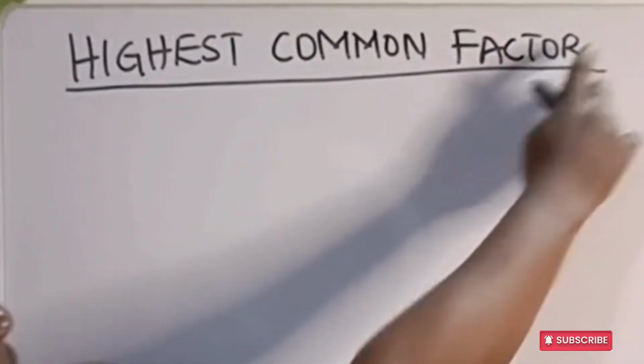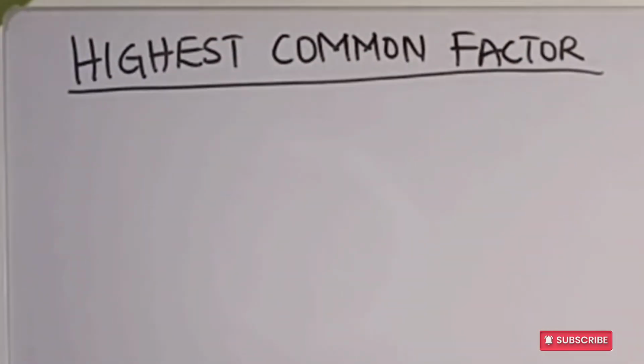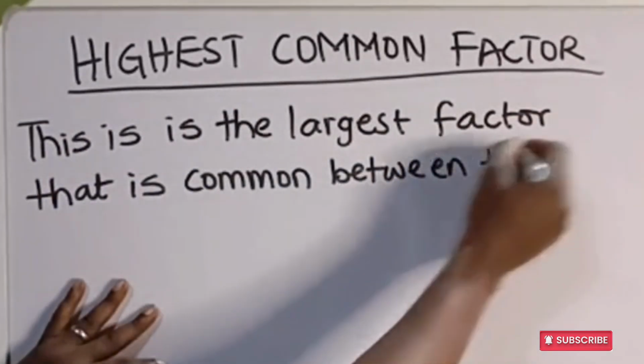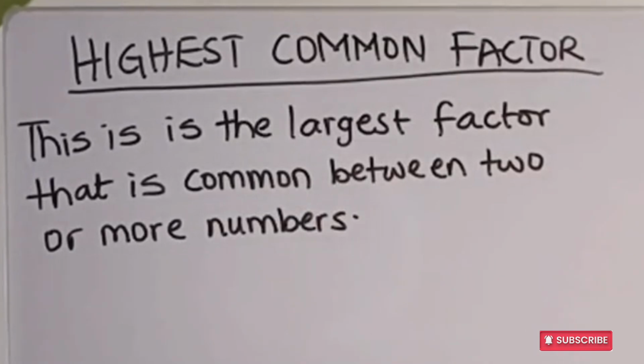Highest common factor. So what is the highest common factor of a group of numbers? The highest common factor is the largest factor that is common between two or more numbers. So the highest common factor of two or more numbers is the largest factor that is common between two or more numbers. So let's look at an example.